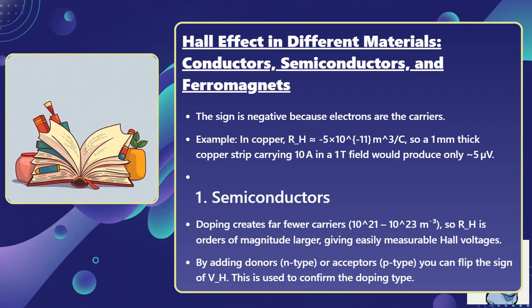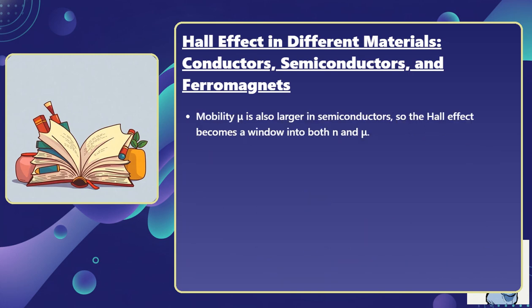By adding donors (N-type) or acceptors (P-type), you can flip the sign of V_H. This is used to confirm the doping type. Mobility mu is also larger in semiconductors, so the Hall effect becomes a window into both N and mu.